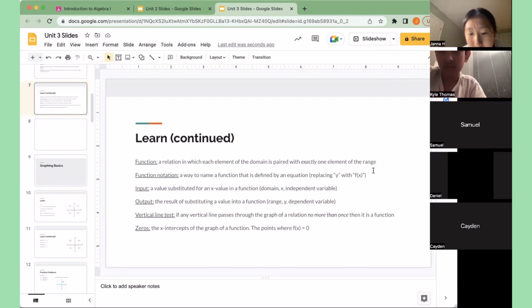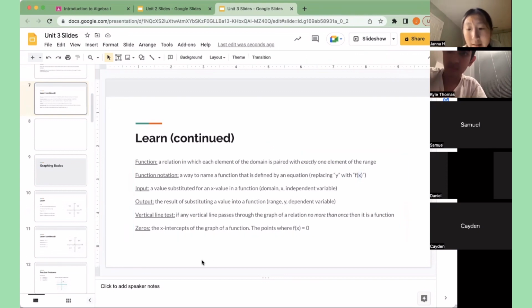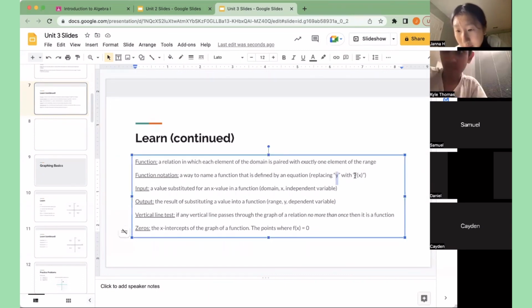An input is a value substituted for an x value in a function. So in f of x, this is the input. Again, it's also known as the domain, x, or independent variable. And the output is the result of substituting the value into the function, so the range, y, or dependent variable. So it's either y, or since y equals f of x, f of x.